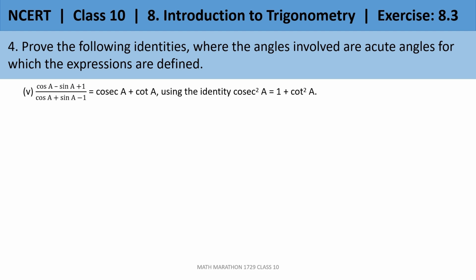Prove the following identity. Section 5. (Cos A minus sin A plus 1) by (cos A plus sin A minus 1) is equal to cosecant A plus cot A. Using the identity, cosecant square A is equal to 1 plus cot square A. Let us start with the left-hand side. (Cos A minus sin A plus 1) by (cos A plus sin A minus 1). Divide the numerator and denominator by sin A.